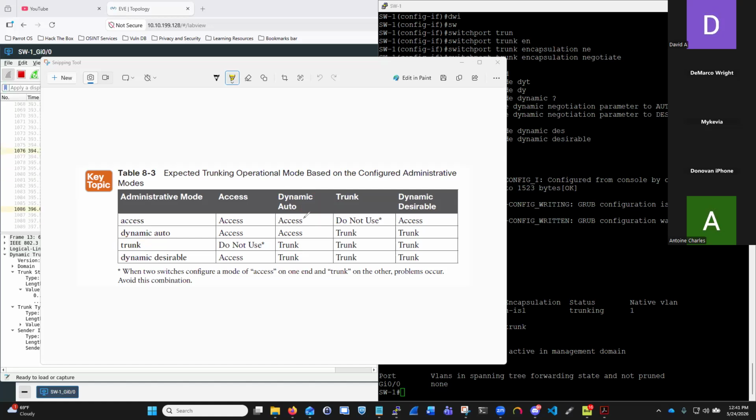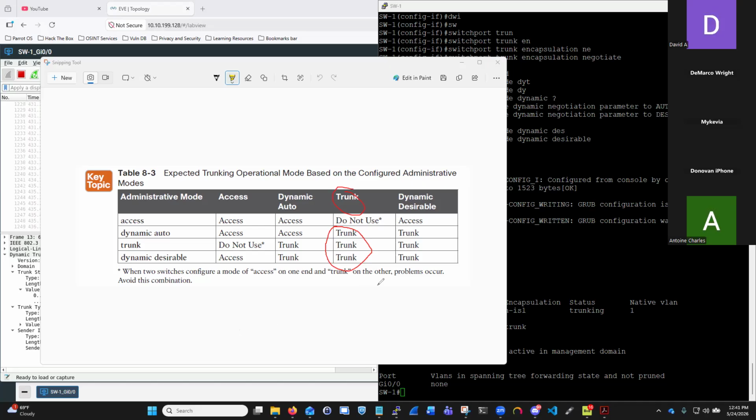If we set one side to dynamic auto, which you just saw, and one side to dynamic desirable, it's going to be a trunk. Same goes, of course, if we statically set one side as a trunk, even if the other side uses dynamic auto, trunk, or dynamic desirable, it is going to become a trunk, because communication from the other switch says, I am a trunk. There's no negotiation needed. So it's going to set its side as a trunk. So that's the beauty of DTP.